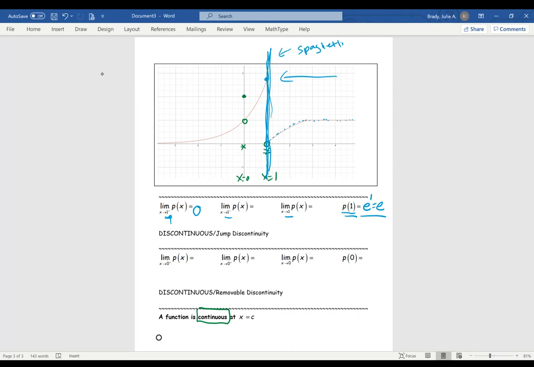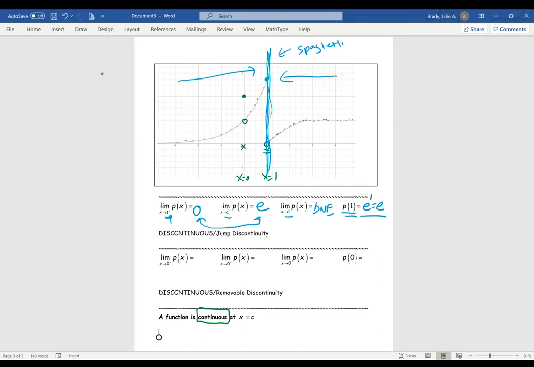Now, if you're coming from the other direction, you would expect you would hit up there, which is e. And since those two outputs don't match, we say that the limit at 1 doesn't exist. Because what's under the spaghetti? Is it this low point? Is it this high point? You can't make a reasonable guess.